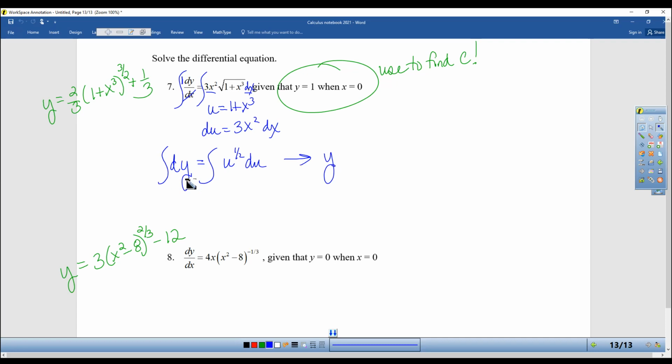So on this side, integrating with respect to y is just y. And integrating this side with respect to u is u to the 3/2 divided by 3/2, which of course I'm going to flip and multiply. So 2/3 u to the 3/2, which is 2/3 (1 plus x cubed) to the 3/2 plus c.